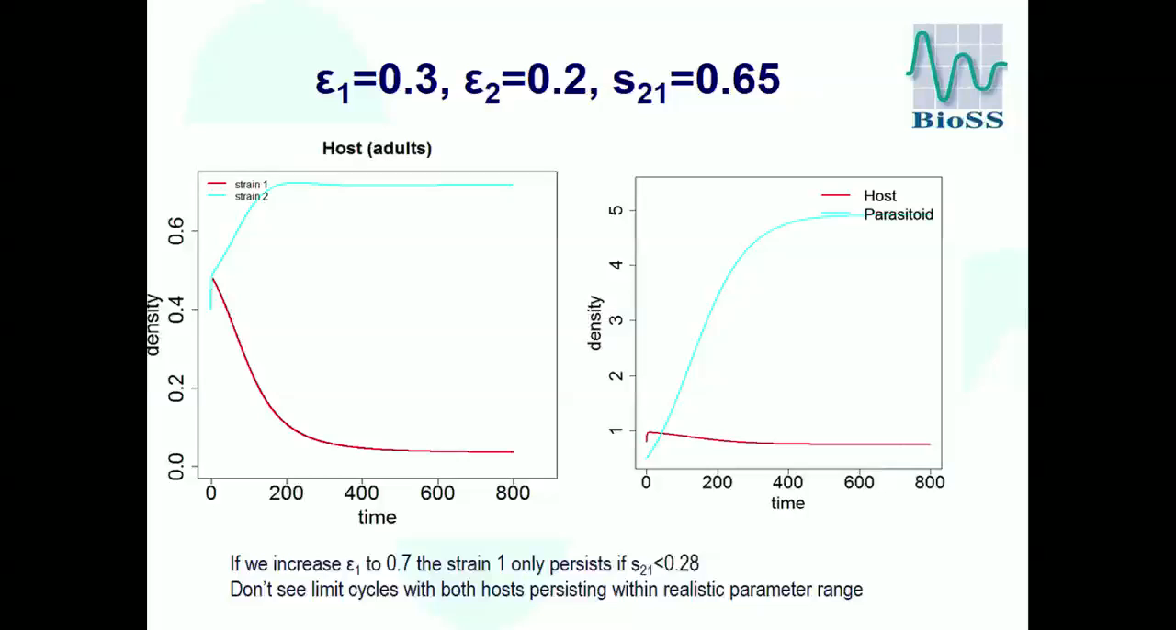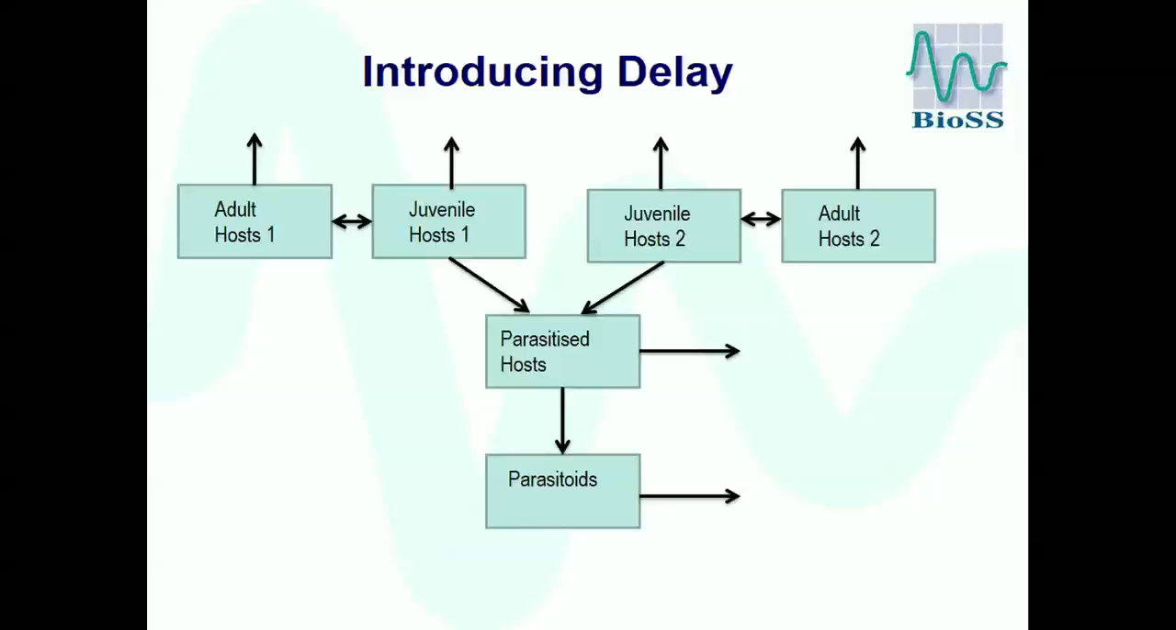We got our stability with about 65% reluctance. That's a wee bit on the high side, but it's not entirely unreasonable, particularly if we start to put in spatial refugia impacts down the line. Now that's ignoring development times. I won't go into the detail of the model, except to say what I've done is I've introduced the juvenile stage. So that's where the parasitism occurs, and if they survive.